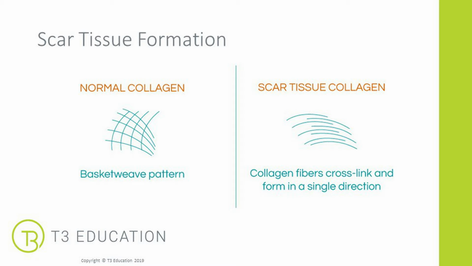But the makeup is slightly different, and scar tissue mimics original tissue. So normal collagen is more of a basket weave pattern, whereas in scar tissue formation the collagen fibers are cross-linked in a single direction. So they're kind of reorganized in one direction. So there's a different quality of the collagen tissue after a scar has formed.